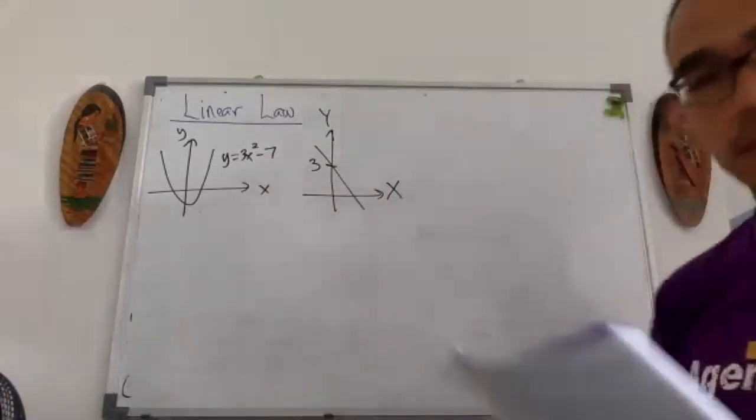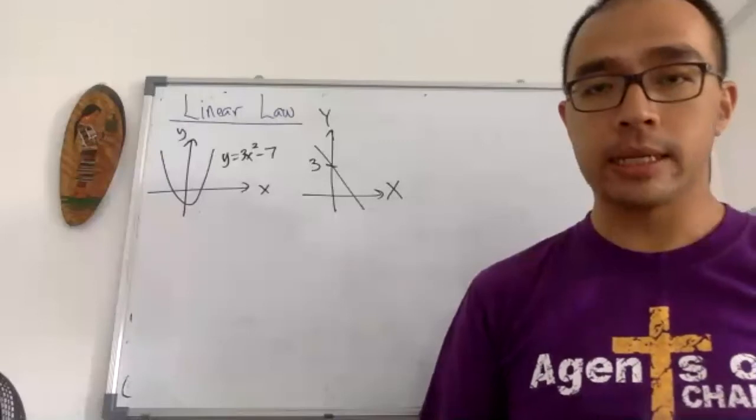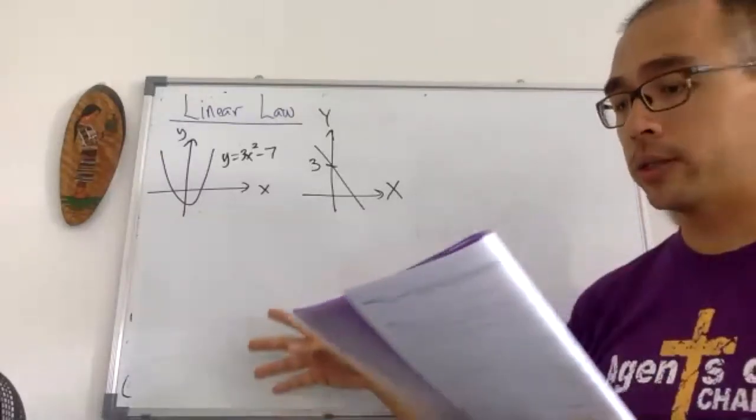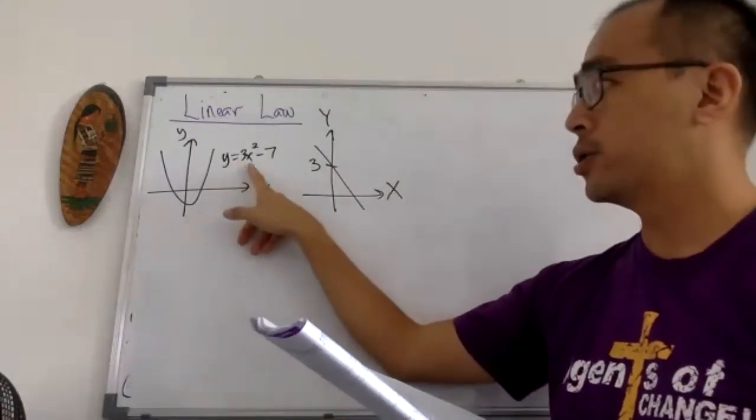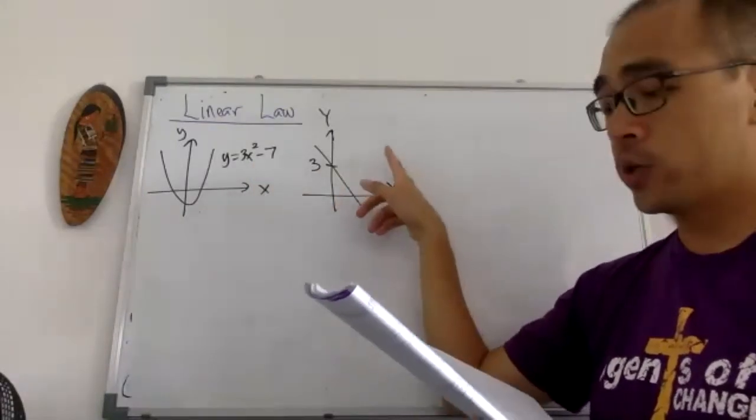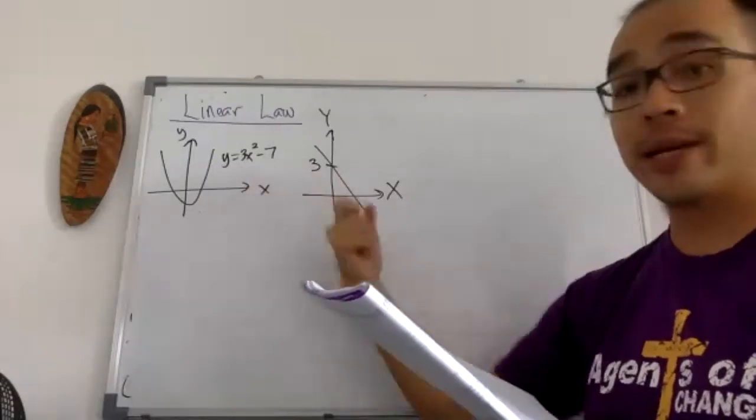Okay. So question 5 is a little bit unique. Actually, it's a simple comparison, but let's take a look. Diagram 5a shows the curve of y equals 3x squared minus 7. Diagram 5b shows a straight line obtained when this equation is expressed in linear form.